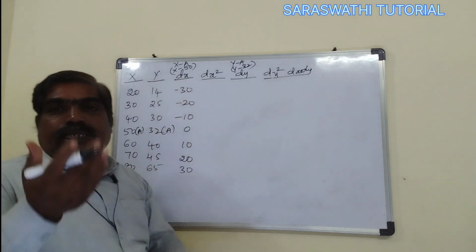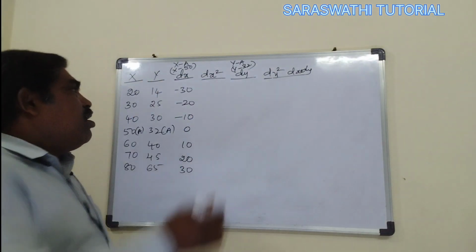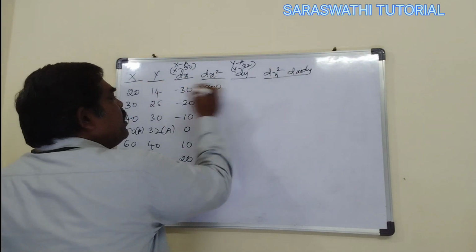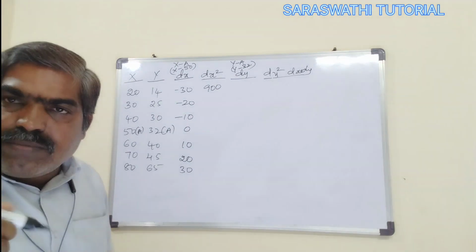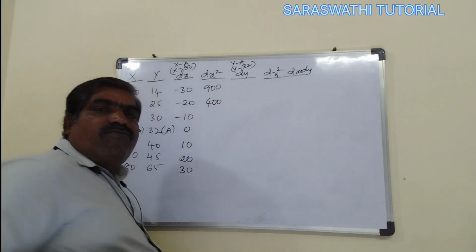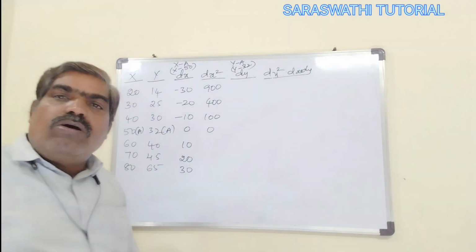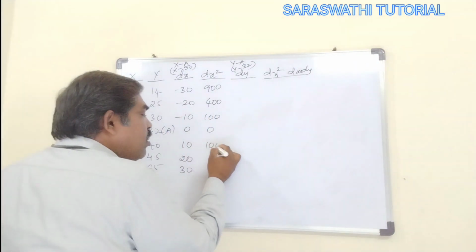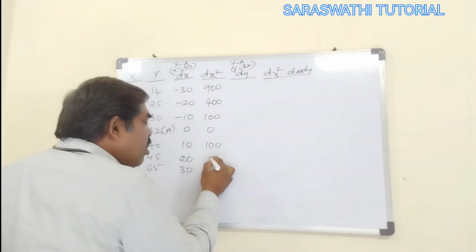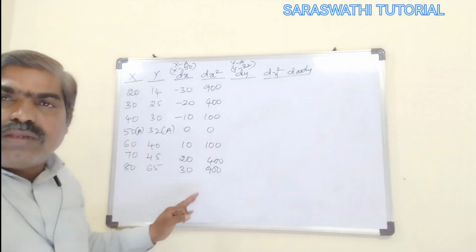Now dx square: dx into dx, we have to multiply. Minus 30 into minus 30, 900, minus into minus becomes plus. Minus 20 into minus 20, 400. Minus 10 into minus 10, 100. 0 into 0, 0. 10 into 10, 100. 20 into 20, 400. 30 into 30, 900. These calculations are simple.